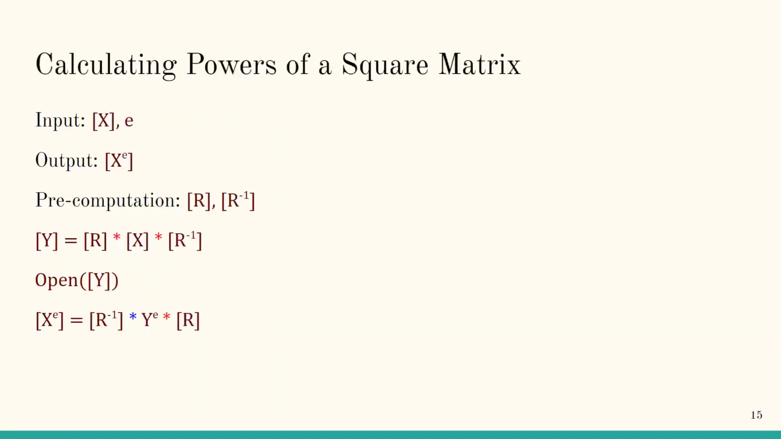What we then did is optimize the above protocol for the special case of computing powers of a square matrix. Instead of using n plus 1 random matrices, we only use one random matrix R and its inverse. And by following a similar protocol as the previous one, we can quickly and efficiently calculate the powers of a square matrix, done in 4 rounds instead of log E rounds.